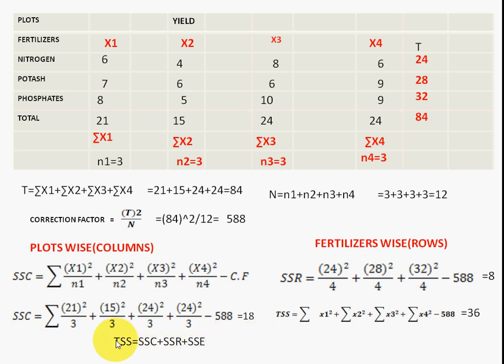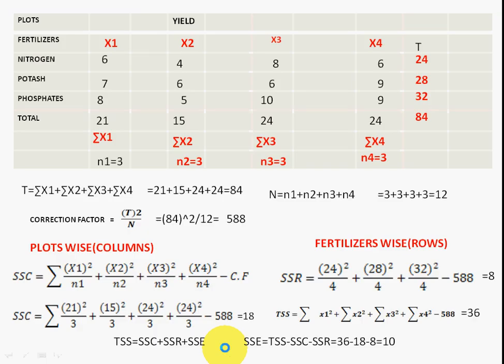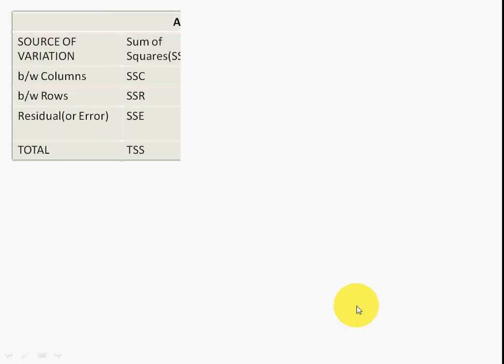We have the relation between SSC, SSR and TSS: TSS is nothing but SSC plus SSR plus SSE. Okay, we know the SSC, SSR and TSS values. Substitute in that one, you are going to get SSE as 10. Just remember, SSC is 18, SSR is 8, TSS is 36 and SSE is 10.